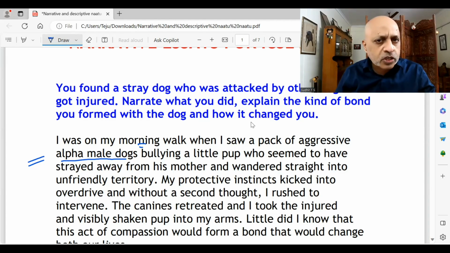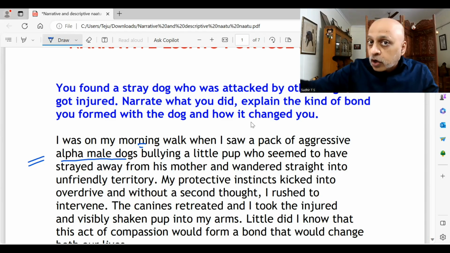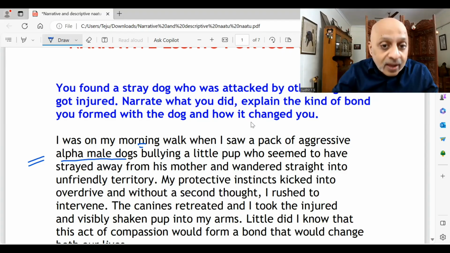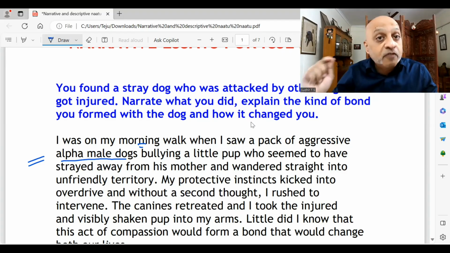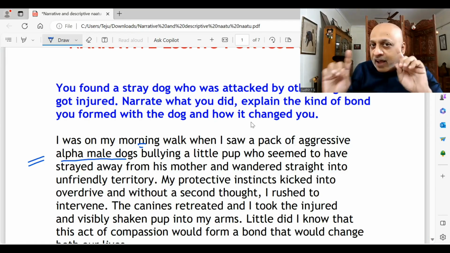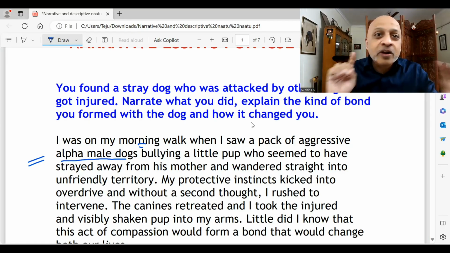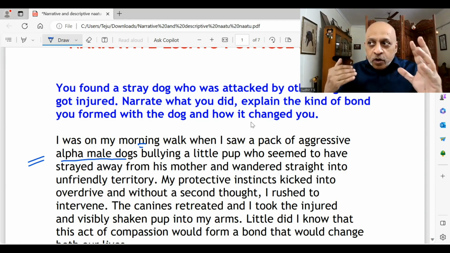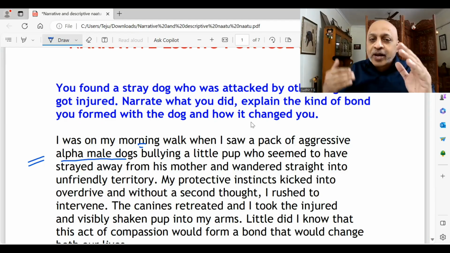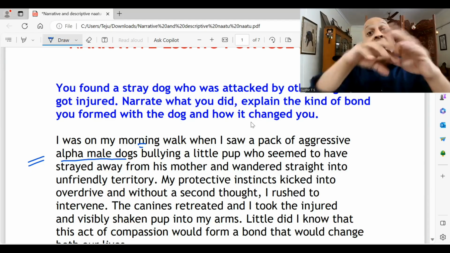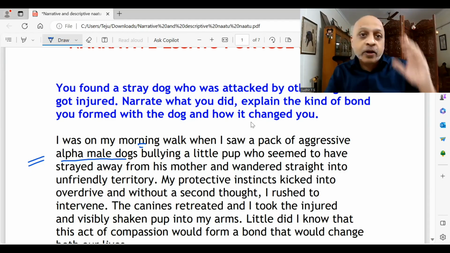If you would have seen stray dogs in your area, you would find that there is always one dog which is like the leader of the pack, right? That pack of alpha male dogs were bullying a little pup who seemed to have strayed away from his mother and wandered straight into unfriendly territory. So what I have also done is to personify that dog, that pup. So it kind of gives you, especially since the topic is also like that, a sense of attachment. There is a sense of emotional bonding that you feel. And in any case, that is going to be the topic of this essay.